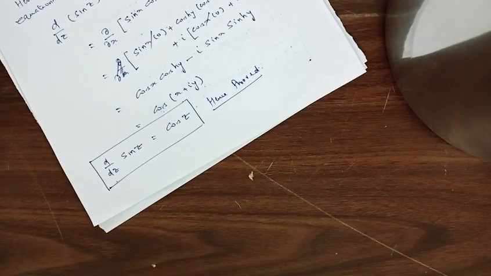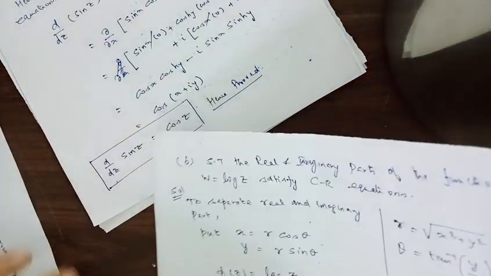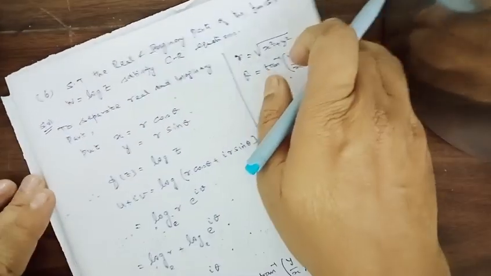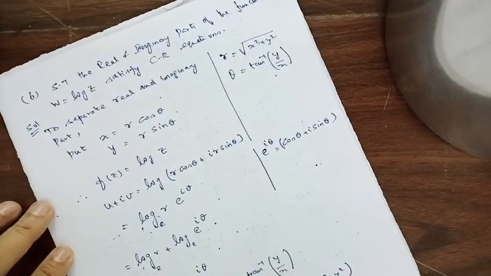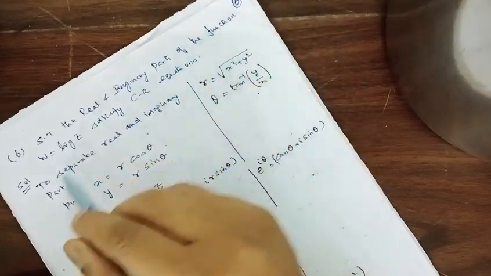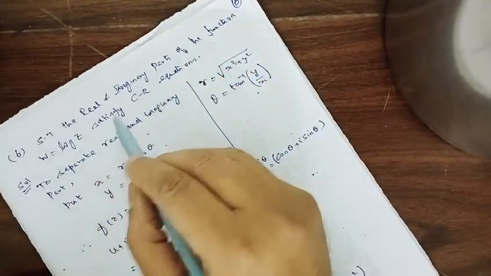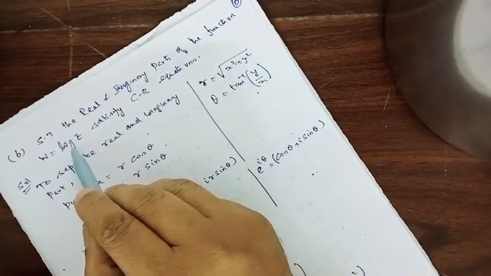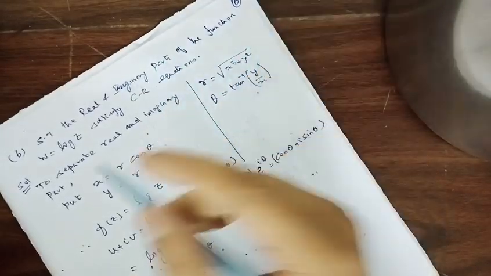Now see another example. I am solving nearly 12 problems for your purpose; you just utilize them and understand. Now see another problem: show that the real and imaginary parts of the function w equals log z satisfy the CR equations. So f of z is equal to log z, same method. This is another type where we will have a small change.